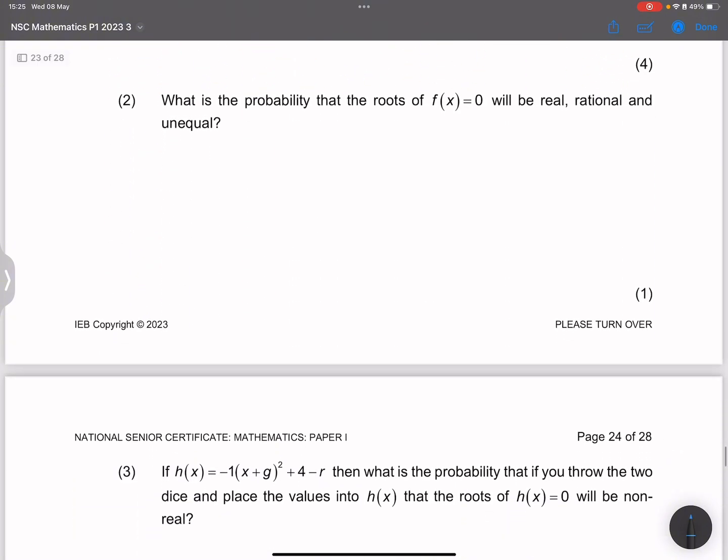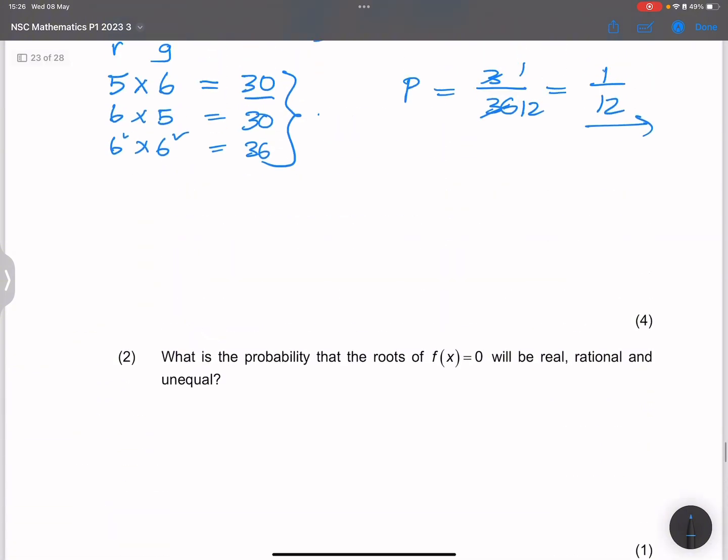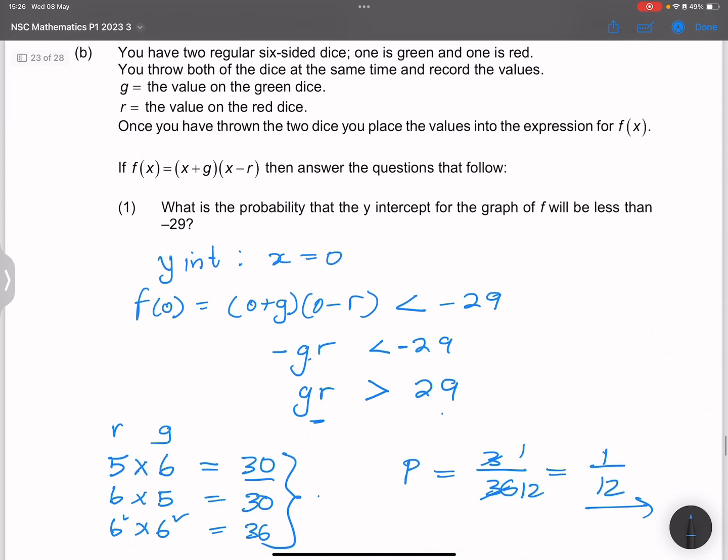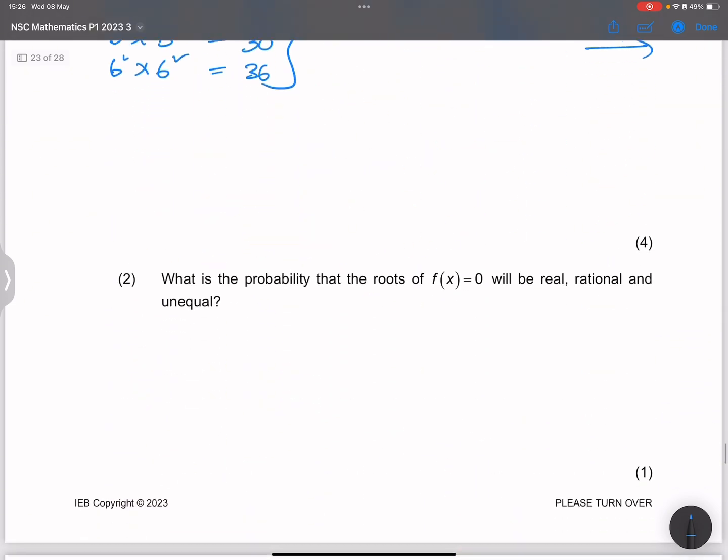Now they say, what is the probability that the roots of f of x equals 0 will be real, rational, and unequal? Now remember, what would be the roots of the equation, right? If I go back to what f of x actually represents, right?